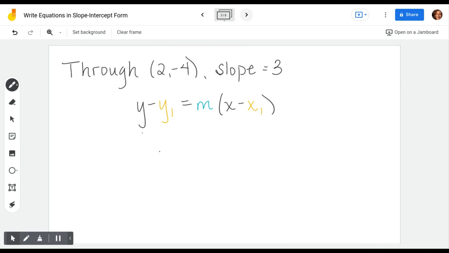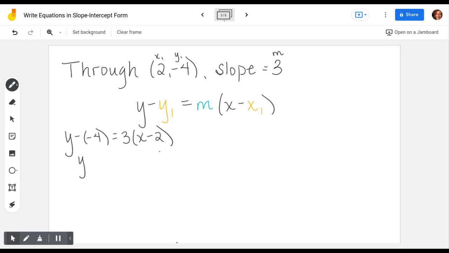Let's say you're given that this particular line that's going to be graphed goes through (2, -4), and it has a slope of 3. So I'm going to use this as x1, y1. My slope is my m. And I'm going to start plugging them into this equation. So I'm going to do y minus the -4 equals 3 times x minus 2. And then I need to simplify. Minus -4 is really y plus 4.